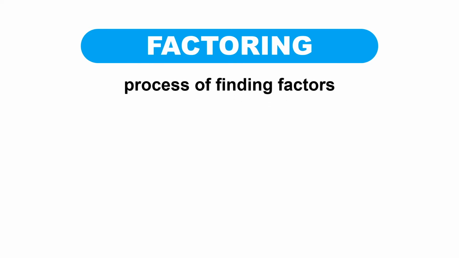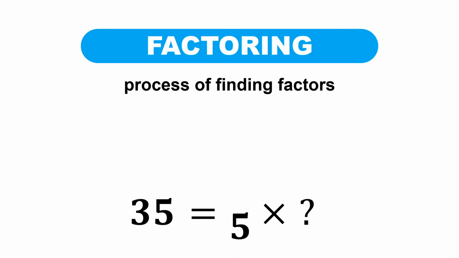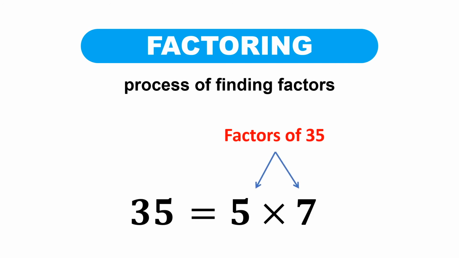So, what is factoring then? Factoring is the process of finding what numbers or expressions were multiplied that resulted in the given number or expression. For example, what numbers, when multiplied together, give a product of 35? Of course, these numbers are 5 and 7. And 5 and 7 are factors of 35.